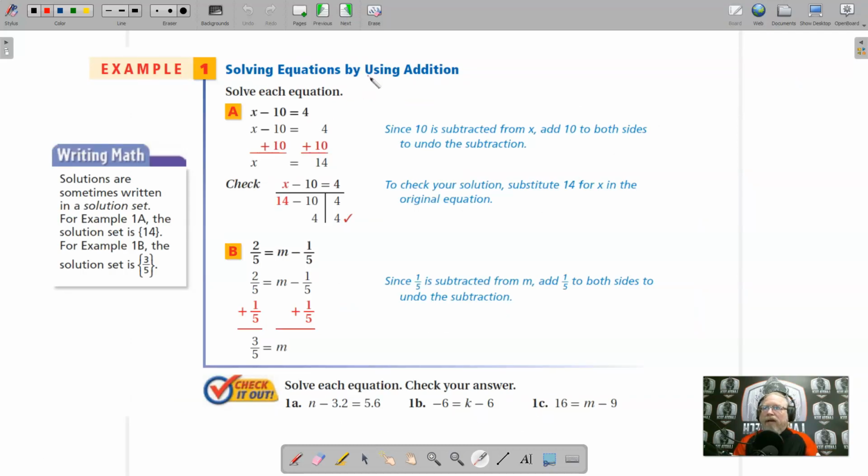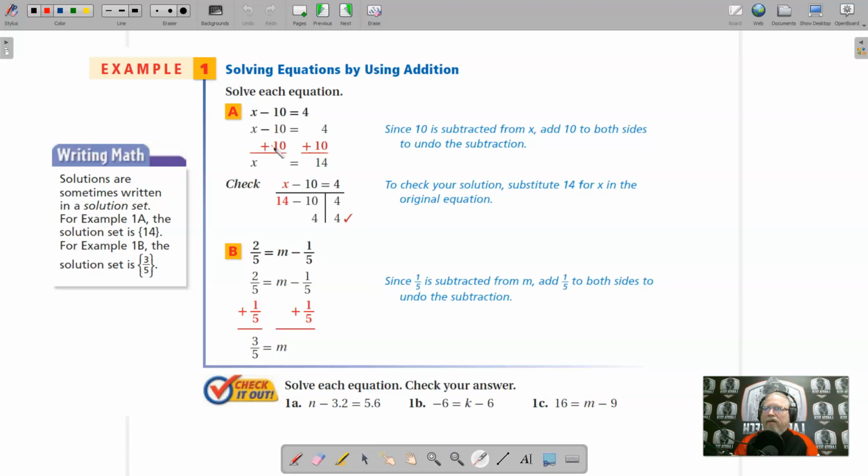Example 1, solving equations by using addition. Solve each equation. Here in example A, we have x minus 10 equals 4. So let's go ahead and write our x minus 10 equals 4. Right now, the x is related to the 10 through subtraction. The opposite operation is addition. We're going to add the very number we wish to get rid of, which is 10.